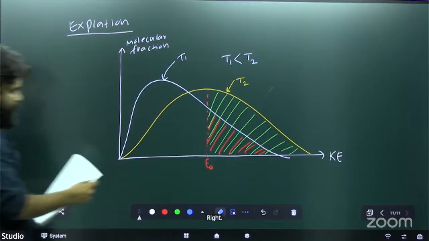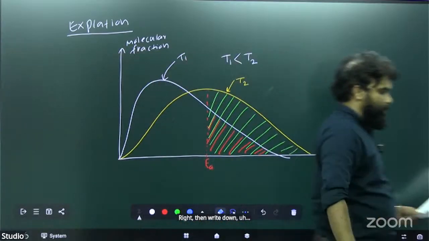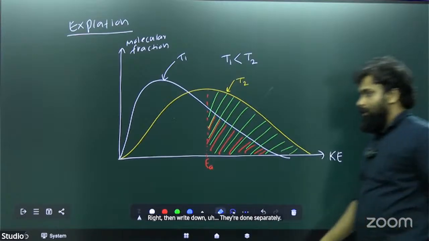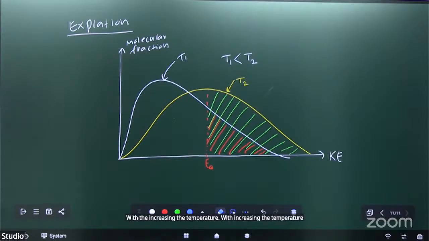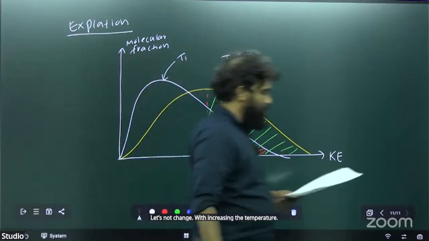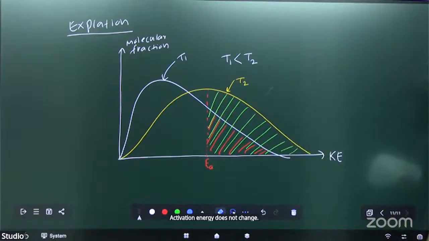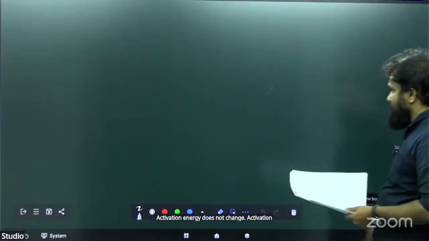Right. Then write down separately: with increasing temperature, activation energy does not change.